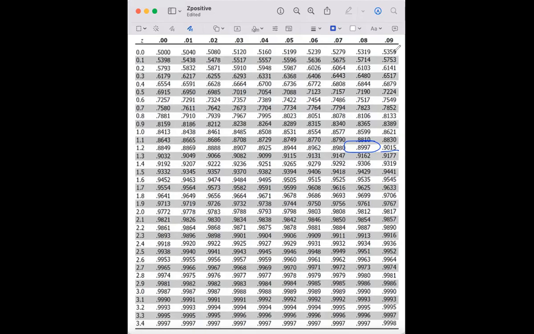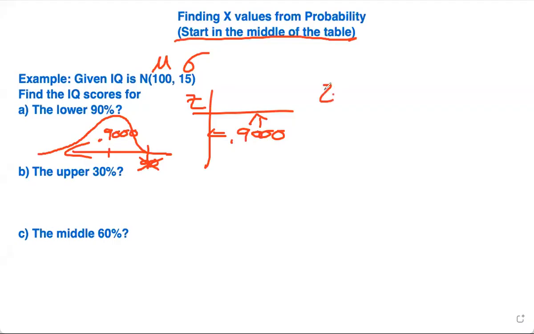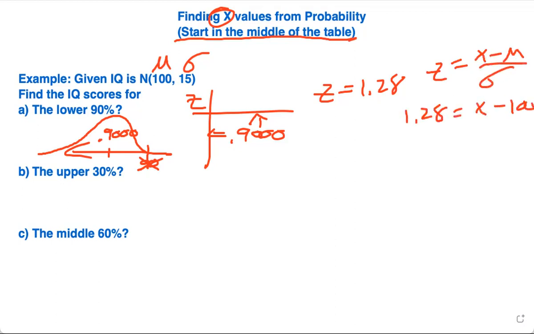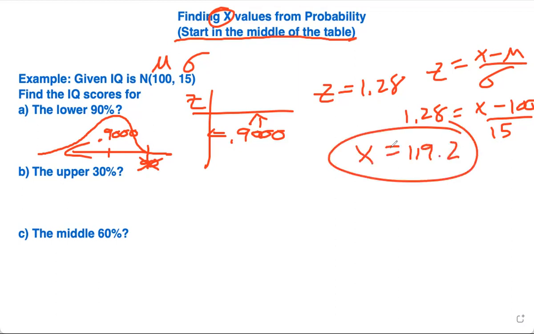And that'd be great if that's all you needed, but that's just the z-score. Now we've got to find out what was the original IQ score cutoff here. So remember, z equals x minus mu over sigma. 1.28 equals x minus 100 divided by 15. Two steps. Multiply the 15 up, add the 100 over. Again, multiply the 15 up, add the 100, and you'll get a cutoff input value of 119.2. So that's for the lower 90%.